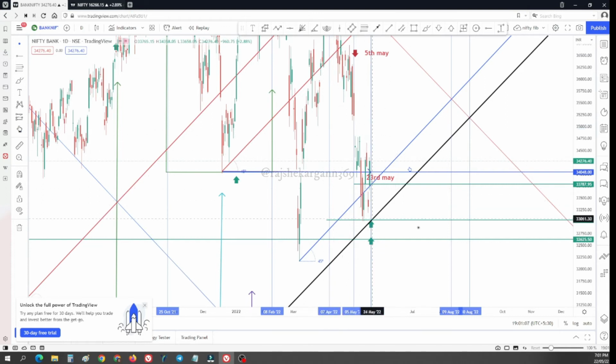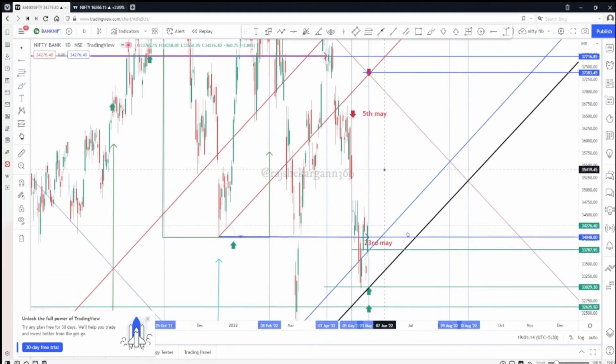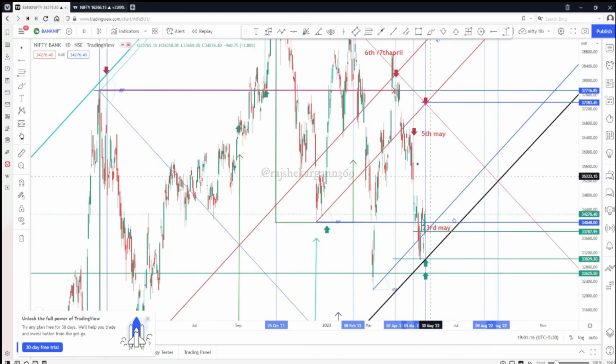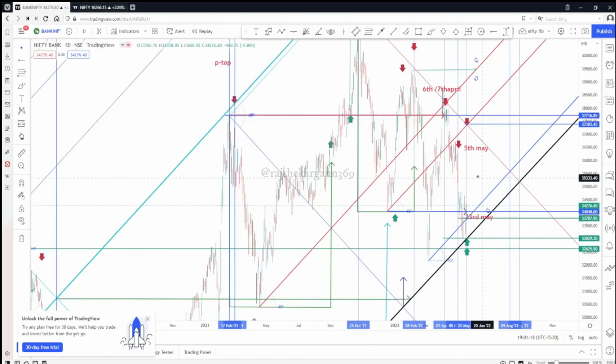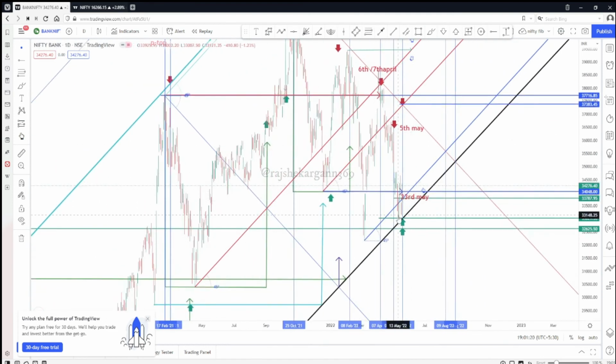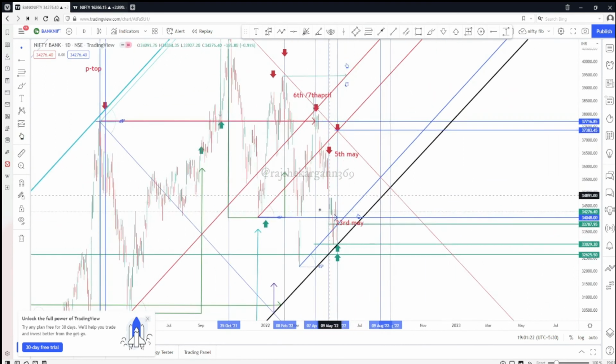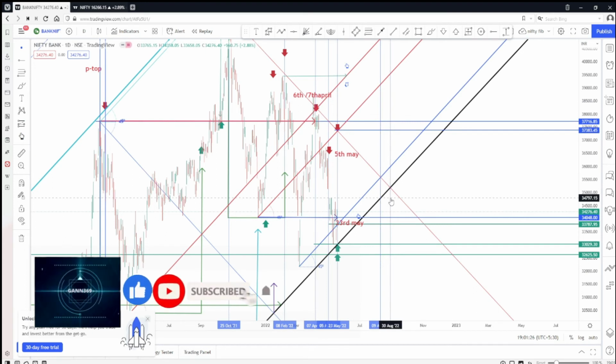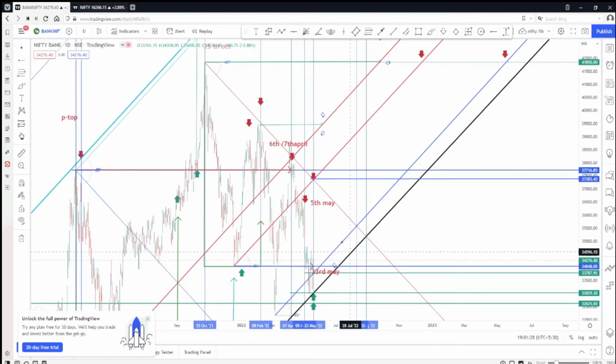Now we are at support. There is a possibility if this support holds, we can see a rise, right? So this is one of the price time squaring points. Now going ahead, this will be your next time around 9th August and 30th August, and it can plot a few more dates as well.